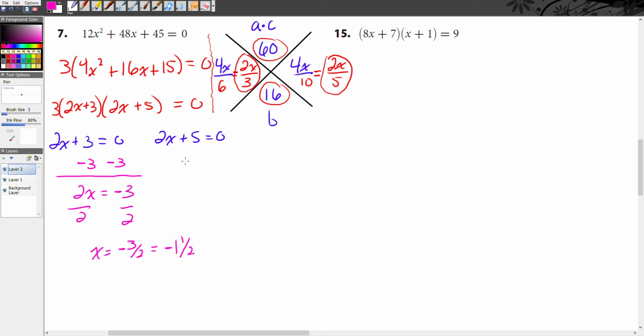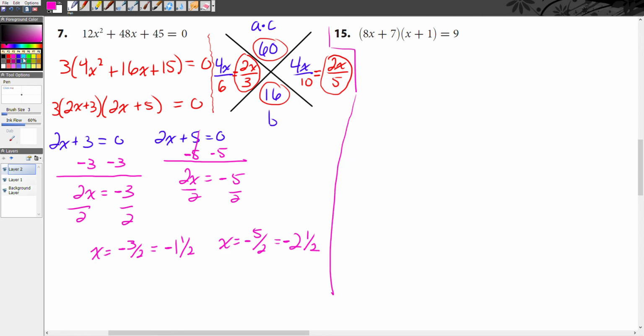And then over here, 2x plus 5 equals 0. Subtract 5 from both sides. I get 2x equals negative 5. Then divide by 2. And I get x equals negative 5 over 2, or negative 2 1/2. Alrighty then.